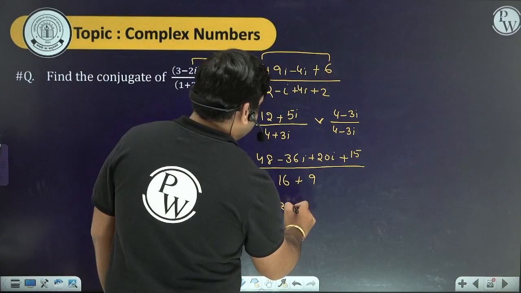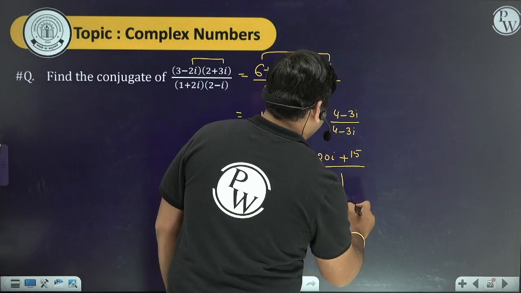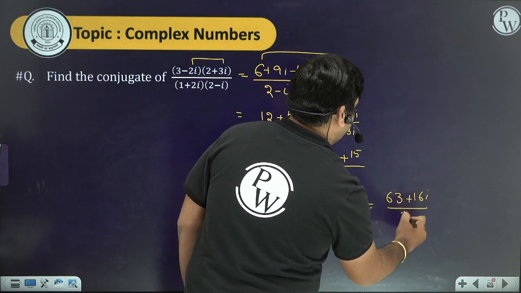So this is the given Z. Now to get the conjugate of this, people, the conjugate of this is 63 plus 16i by 25. Conjugate is written by Z bar.